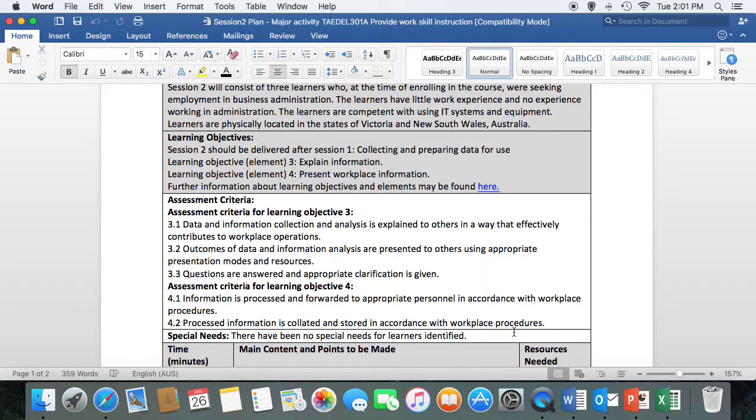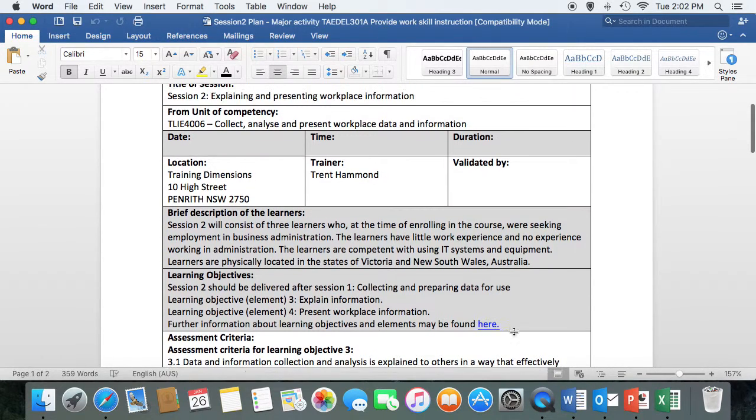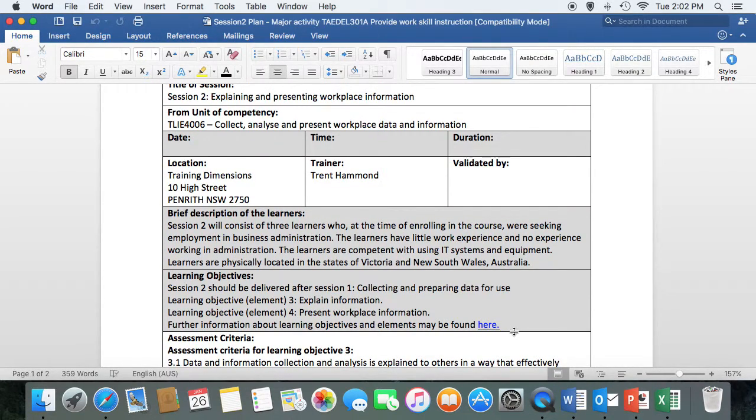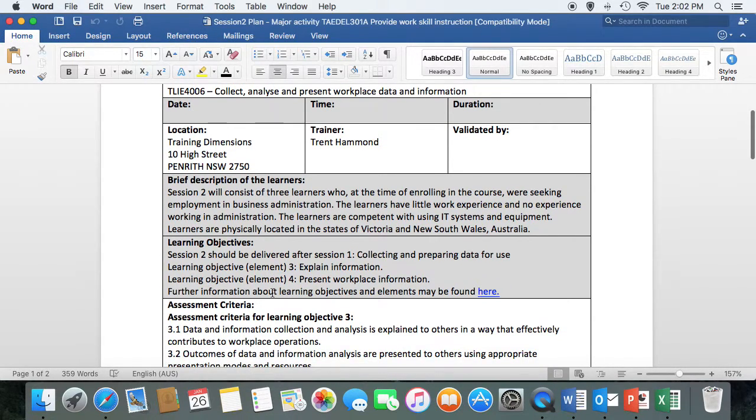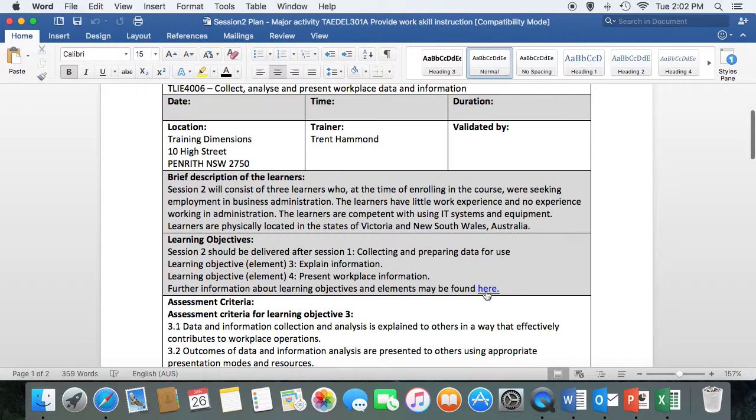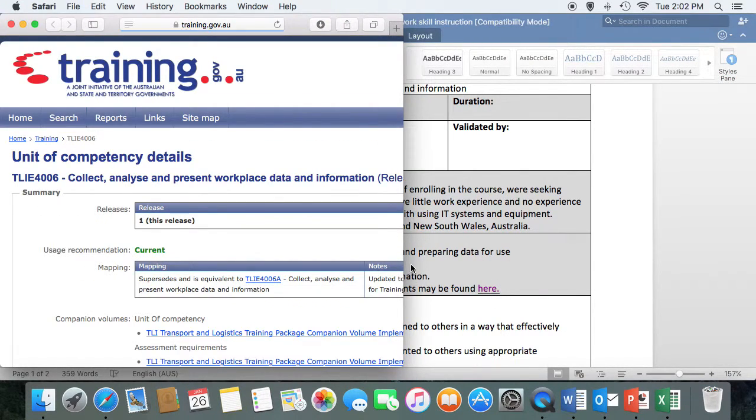Okay, so this particular session focuses on the learning objectives, which are basically the third and the fourth elements outlined in the unit outline for collect, analyse and present workplace data and information. That can be found on the training.gov website, the TLIE 4006, and we're focusing on elements 3 and 4, explaining information and presenting workplace information. I've got a link in that unit outline I've given you, so that will take you directly to the training.gov website.